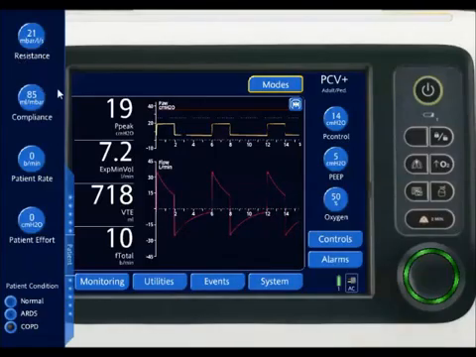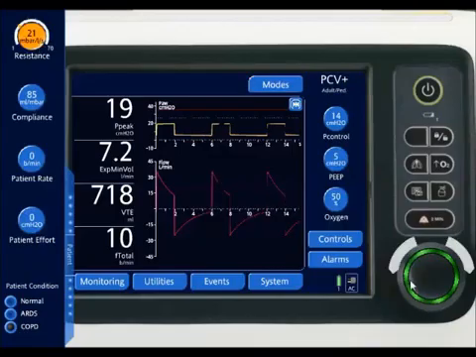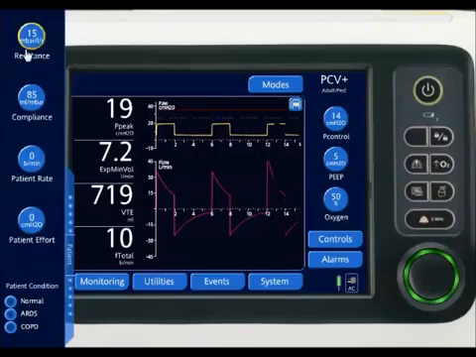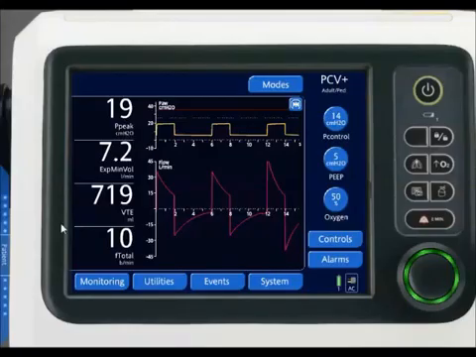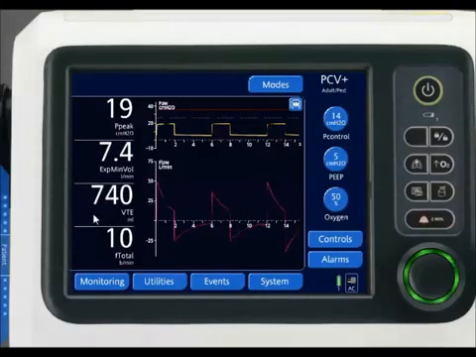Now what I'm going to do is decrease the resistance down to 15 centimeters of water, and let's see what this does during pressure controlled ventilation. We're going to look at our measured values on the left-hand portion of the screen. You notice our peak is still 19. However, we're going to watch the tidal volume.